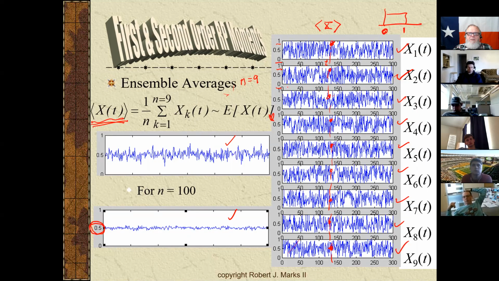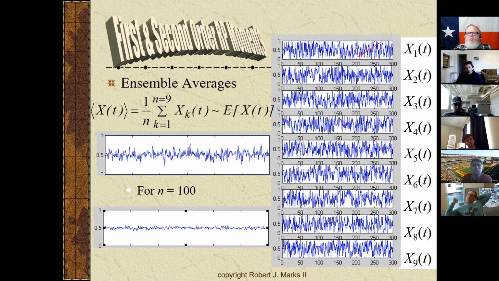I'm going to take this first stochastic process. I'm going to square it. I'm going to take this stochastic process. I'm going to square it. So I'm going to square all of the stochastic processes. And then I'm going to average the square of all of the processes. And that should give me a good estimate to the second moment if I average the square.